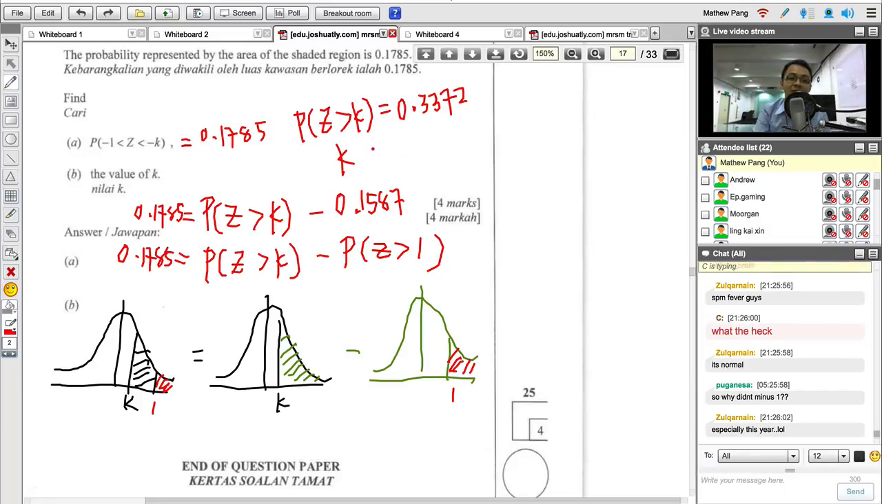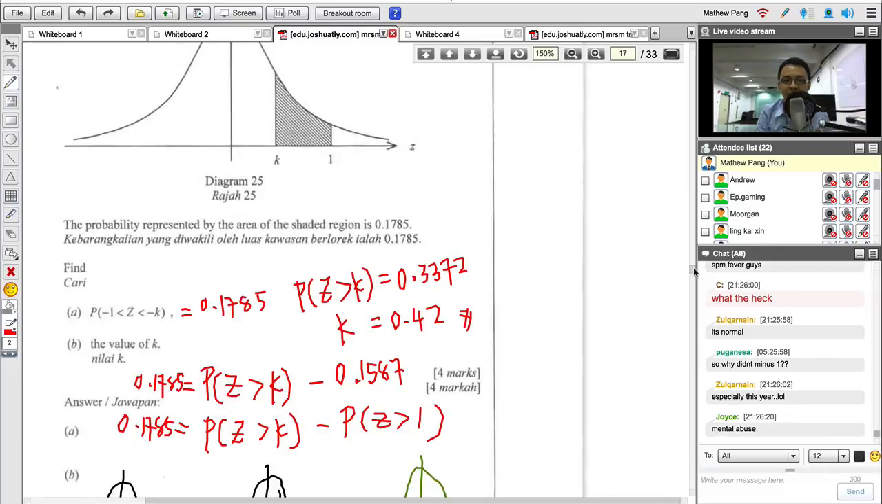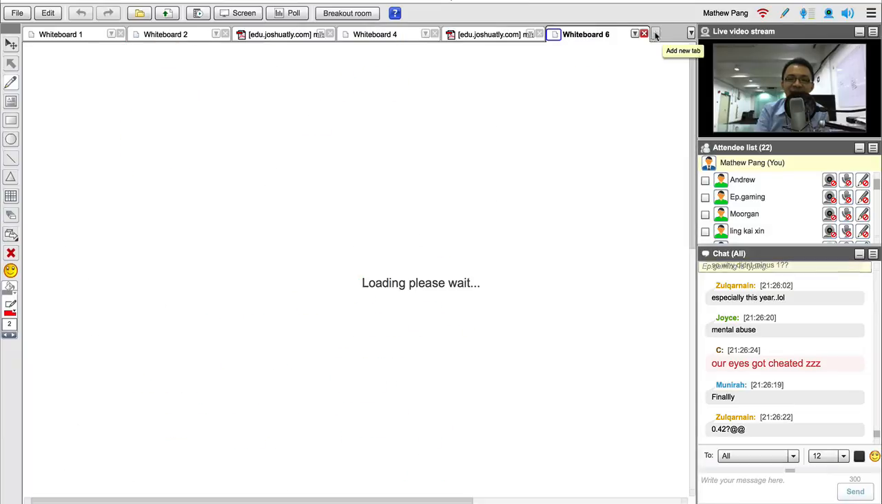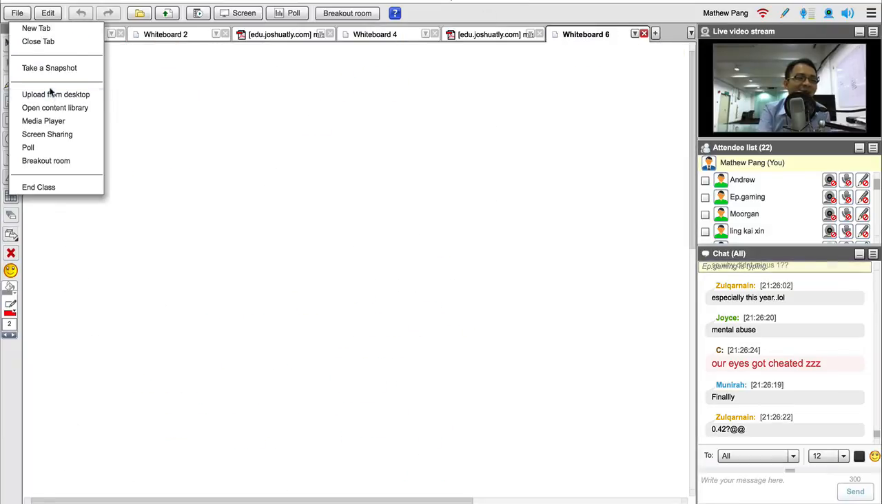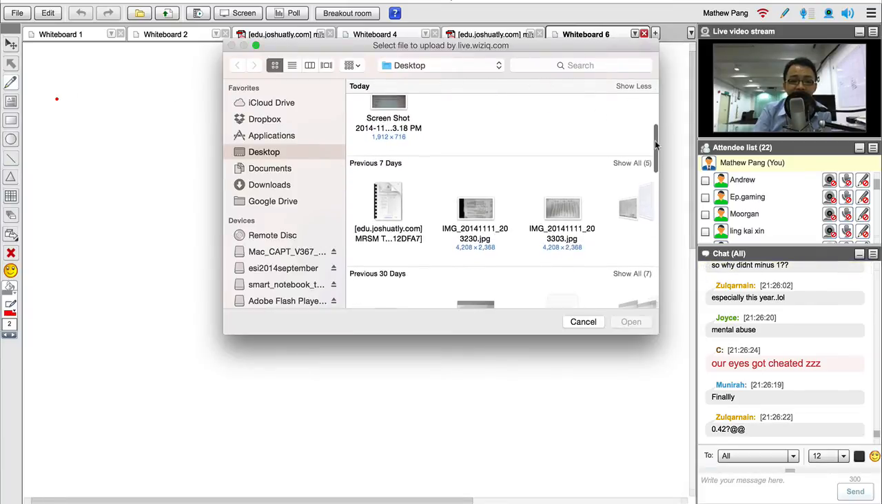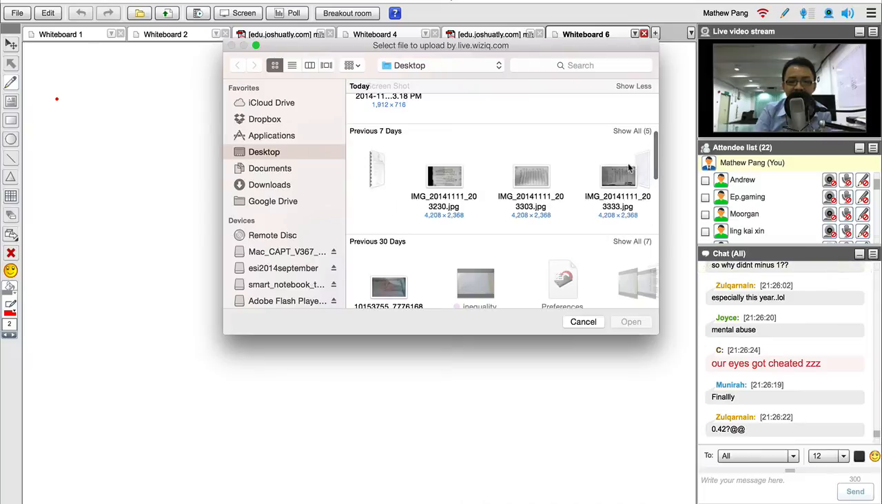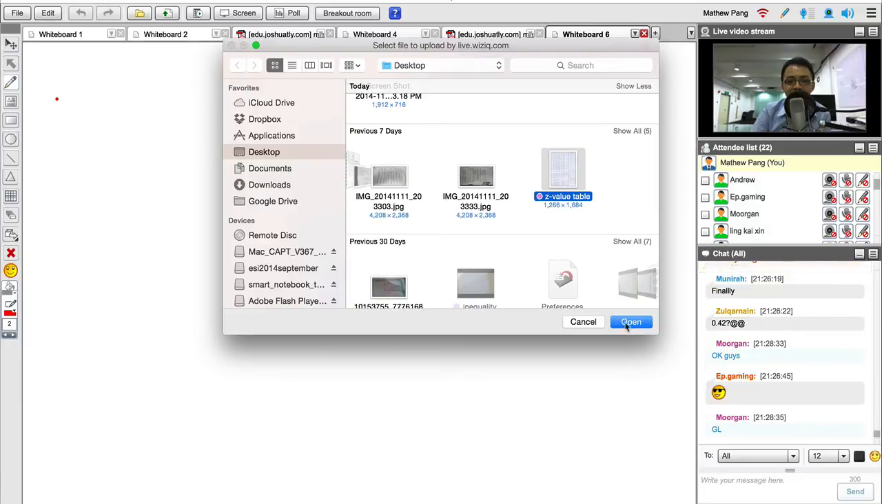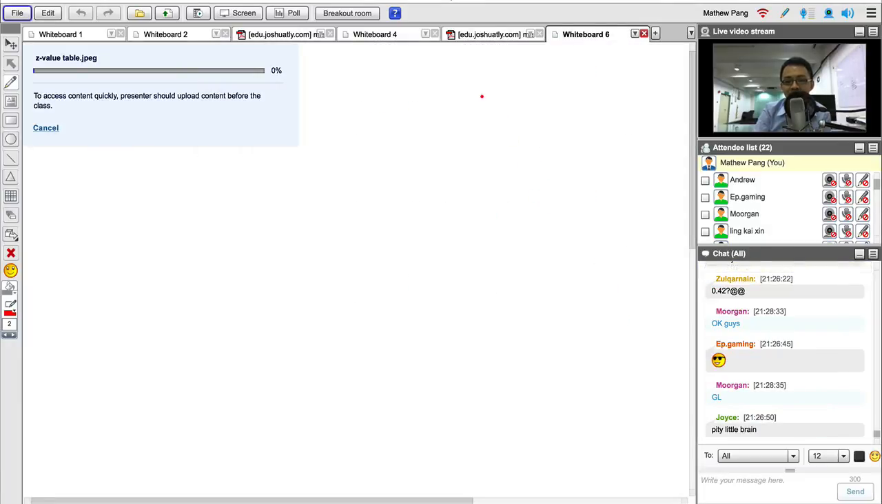Why didn't you minus 1? Yeah, I do minus 1. What do you mean by didn't minus 1? Okay, a lot of students might be lost. Maybe I upload the z value table also. Just wait for a while. I just upload the z value table. Where's my z value table? Yeah, it's here.